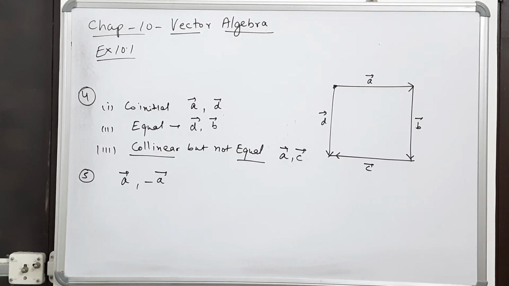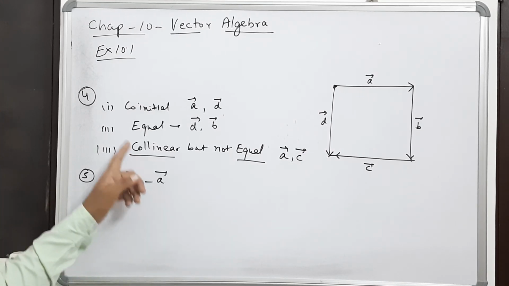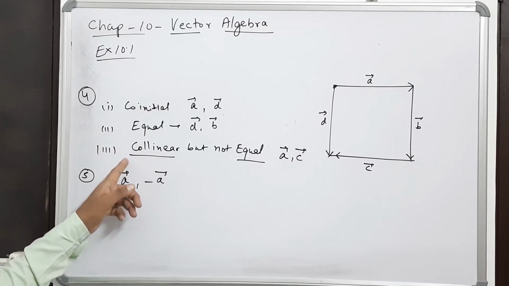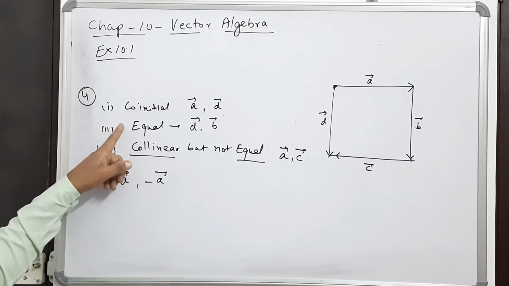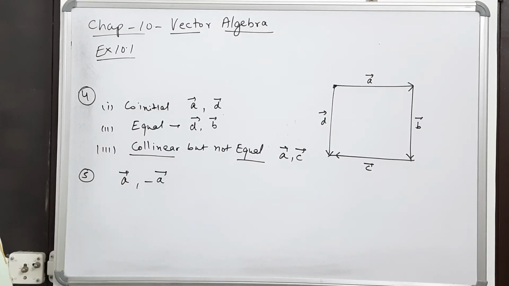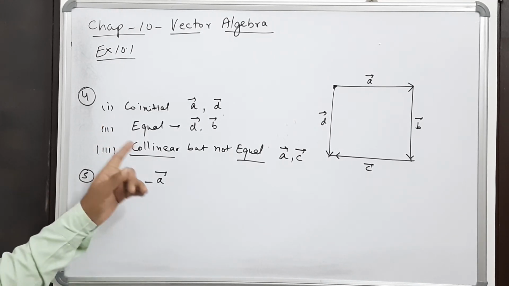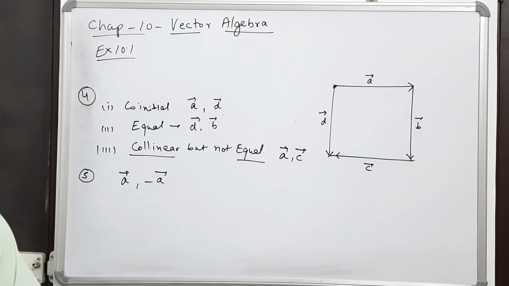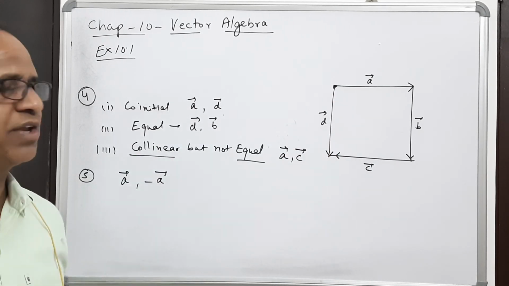In this way, we can understand different type of vectors. I hope it is clear to you. A big difference between equal and collinear: all the equal vectors are collinear, but all the collinear vectors are not equal. This is the important part, and this type of sum is very important.